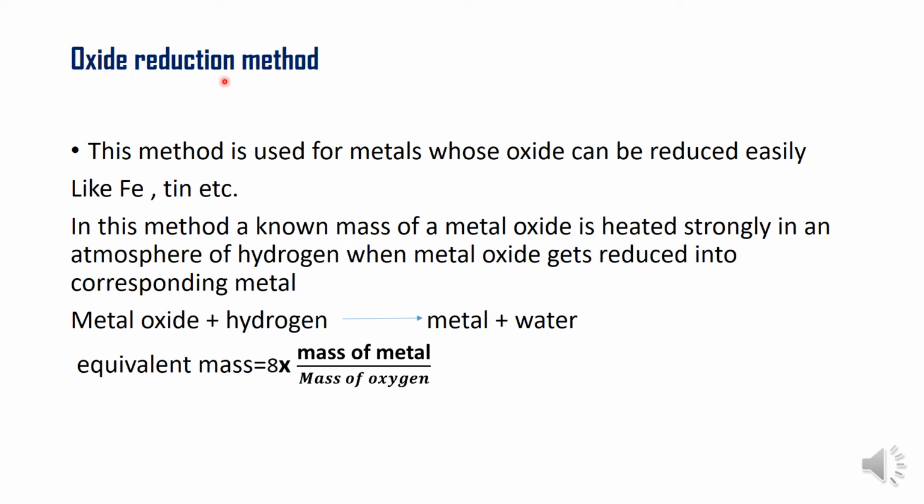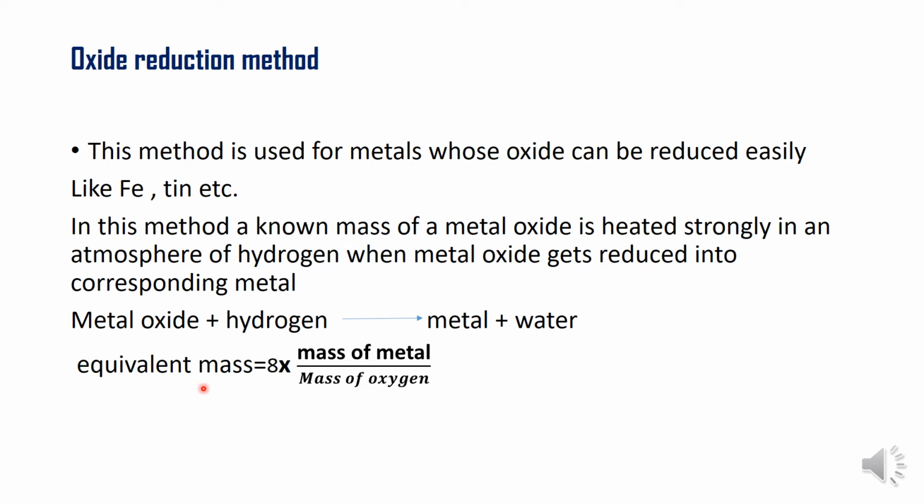So we have learnt in the definition that either it combines or displaces. So here we are taking that word, displaces. This method is used for metals whose oxide can be reduced easily, like iron, tin, etc. Here the metal oxide is heated in hydrogen. So what happens? This hydrogen takes away the oxygen and forms water, and the metal is reduced. So metal oxide changes to metal.